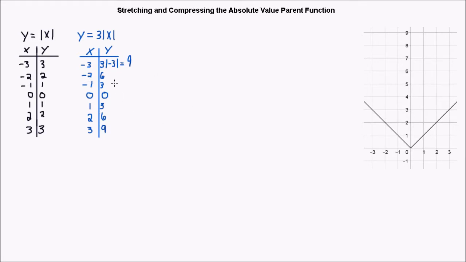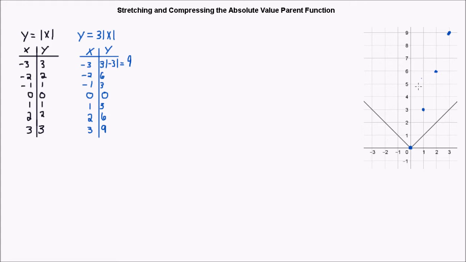Okay, let's plot these points on the graph, and I'm going to start plotting from the vertex. So I'm going to start at 0, 0 and plot points to the right of the vertex. The next point is 1, 3, 2, 6, and 3, 9.